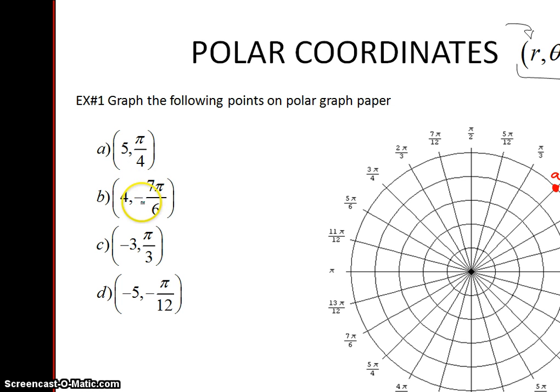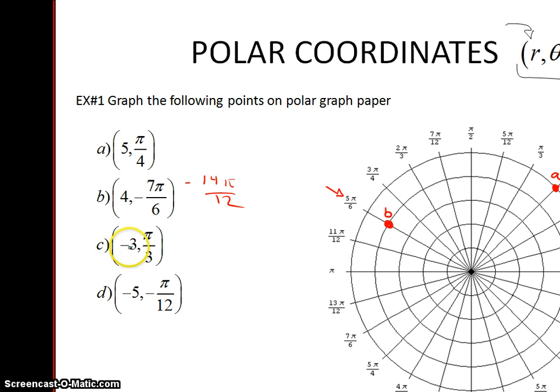For point B, we have negative 7 pi over 6. Since it's a negative angle, we count negative 7 pi over 6. We're in twelfths, so minus 7 pi over 6 is the same thing as minus 14 pi over 12. So we count 14 left: 1, 2, 3, 4, 5, 6, 7, 8, 9, 10, 11, 12, 13, 14. Here's our angle. We're going to go 4 out, counting from the center: 1, 2, 3, 4. And that would be B.